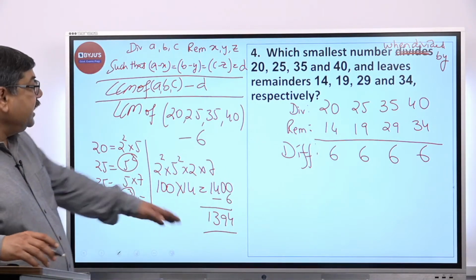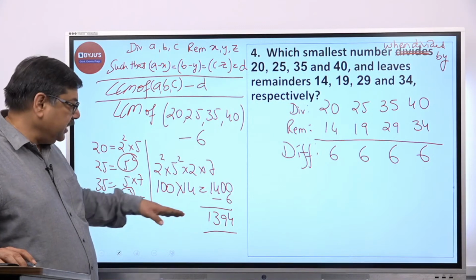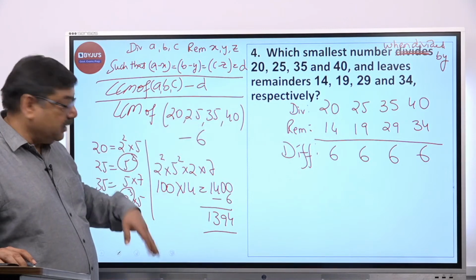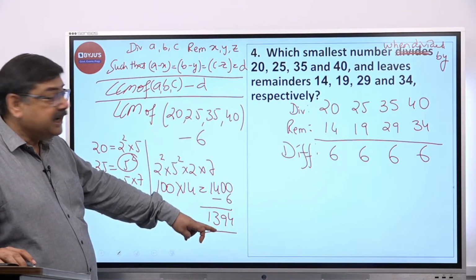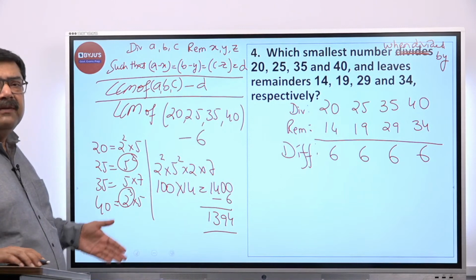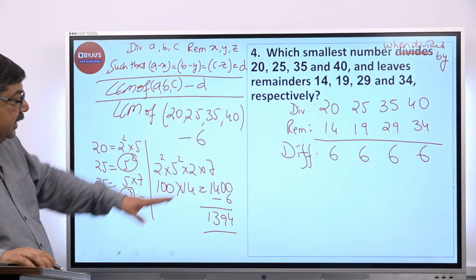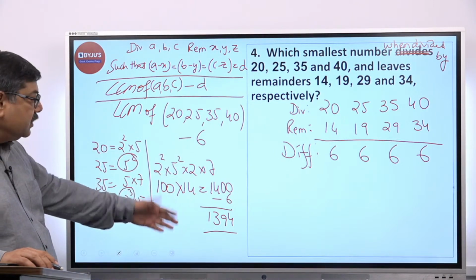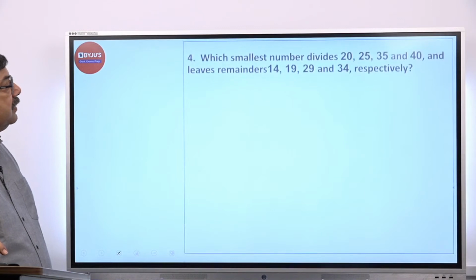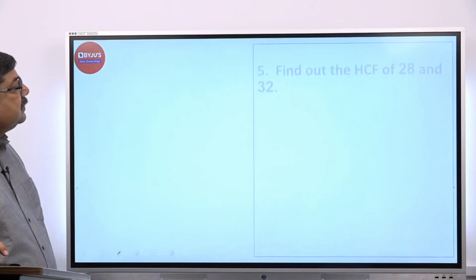If you want, you can try. 1394 divided by 20 gives remainder 14, obviously since it goes up to 1380. Divided by 25, the remainder is 19, since 1375. Divided by 35, the remainder is 29, since 1365. Divided by 40, the remainder is 34, since 1360. Quite simple for you to find out. So these are important questions here. This is anyhow the answer solution.